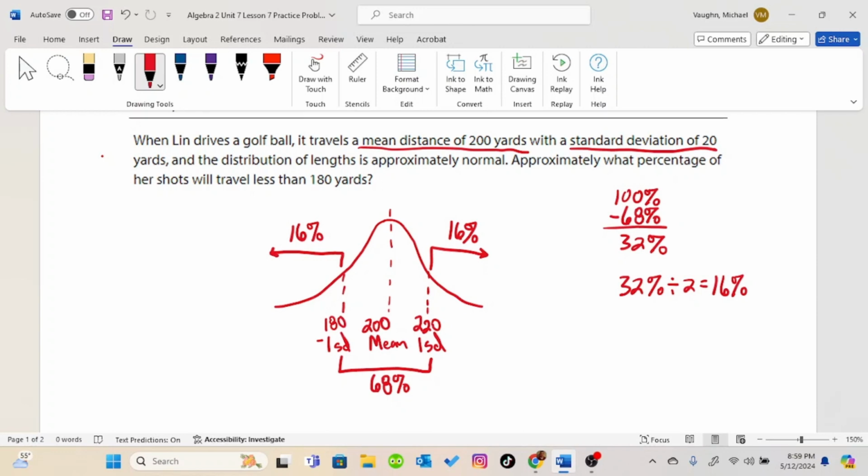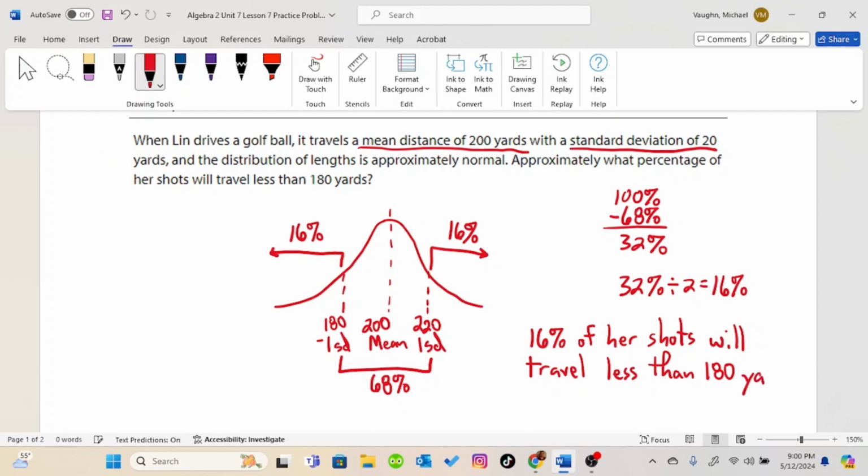So our final answer is that 16% of her shots will travel less than 180 yards.